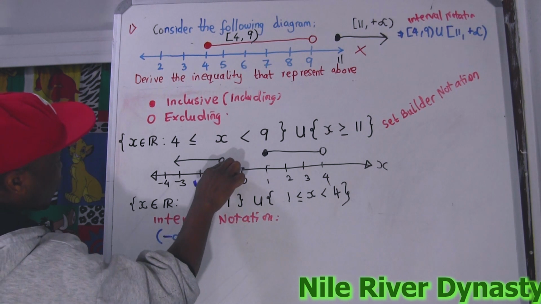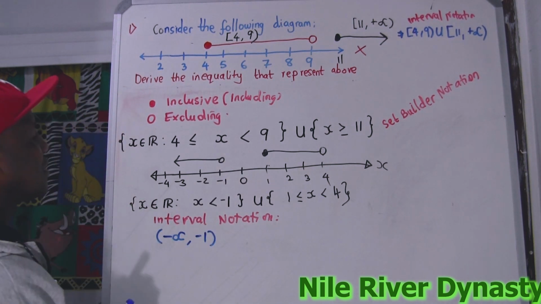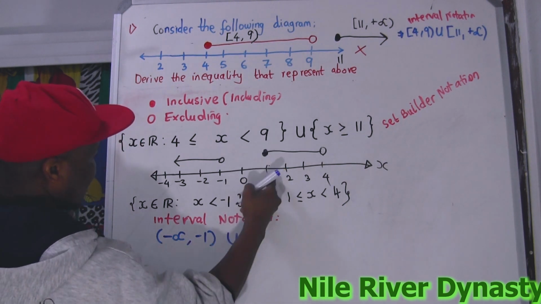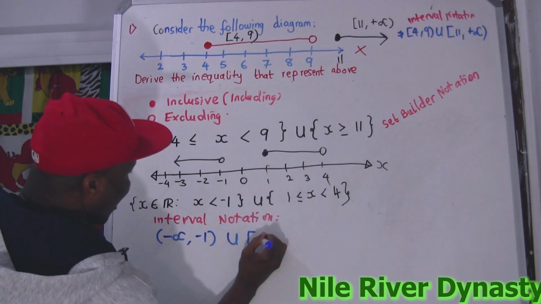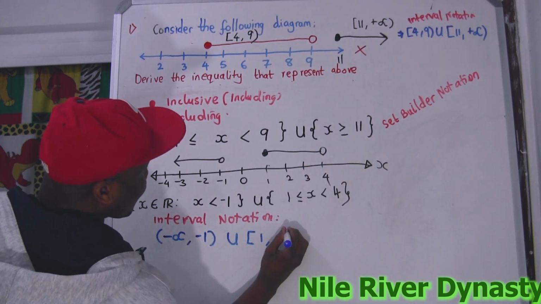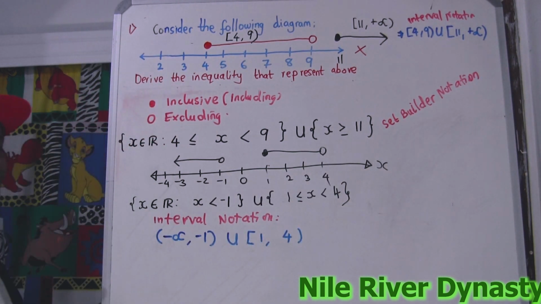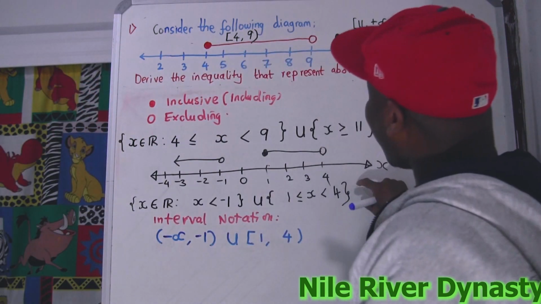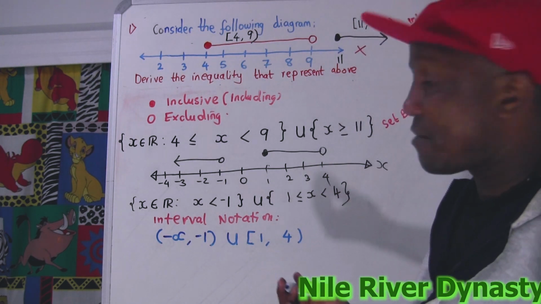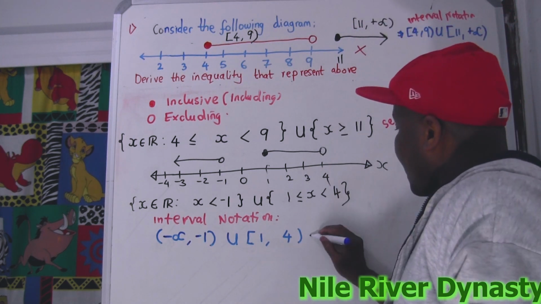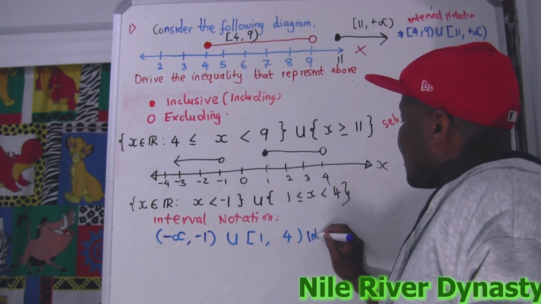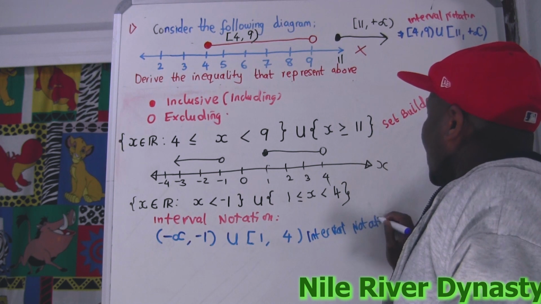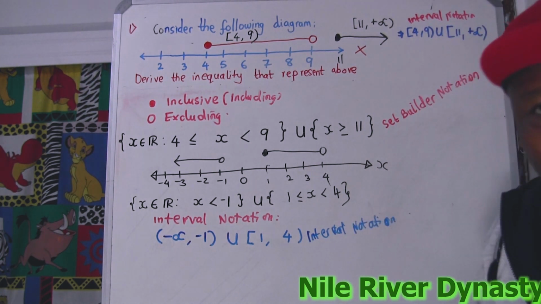But -1 is also excluding, so if it's excluding, put it like this. And then we unite, meaning we continue, and this is including, so we include 1 and then go all the way to 4, but 4 is excluding. So this is interval notation and this is set builder notation, but they represent the same thing. This is interval notation.